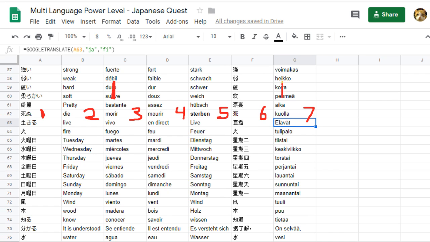German should be Leben. Sorry about the German. I don't know where they got that then. Maybe there's a weird correspondence between Japanese and German or something. Is that not a word in German? L-I-V-E. So we have a couple votes for seven, it looks like, Finnish. A couple votes for three, vivo, Spanish.